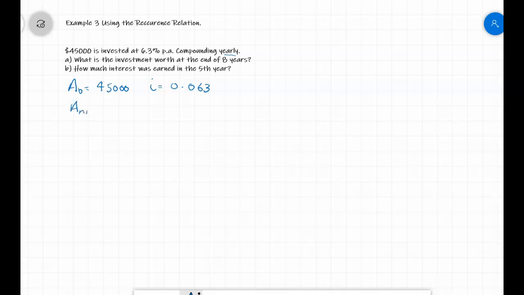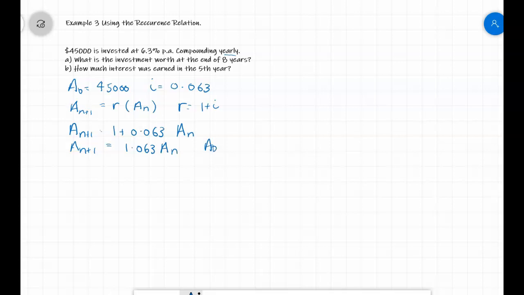So I know that A(n+1) is equal to r times A(n). The r is 1 plus i. So A(n+1) is equal to 1 plus 0.063 times A(n). Simplify that up a little bit: A(n+1) is equal to 1.063 A(n).